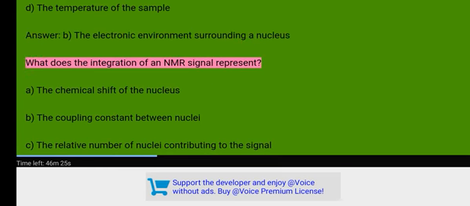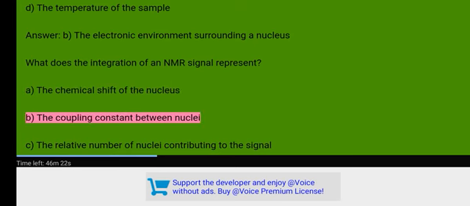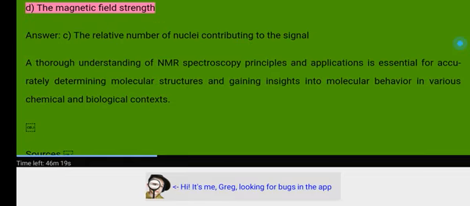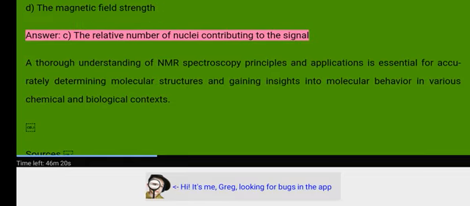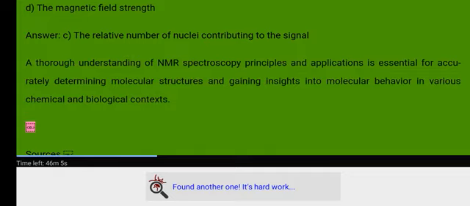What does the integration of an NMR signal represent? A. The chemical shift of the nucleus. B. The coupling constant between nuclei. C. The relative number of nuclei contributing to the signal. D. The magnetic field strength. Answer. C. The relative number of nuclei contributing to the signal. A thorough understanding of NMR spectroscopy principles and applications is essential for accurately determining molecular structures and gaining insights into molecular behavior in various chemical and biological contexts.